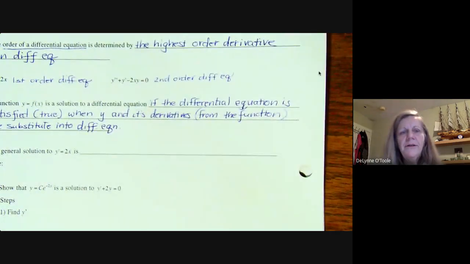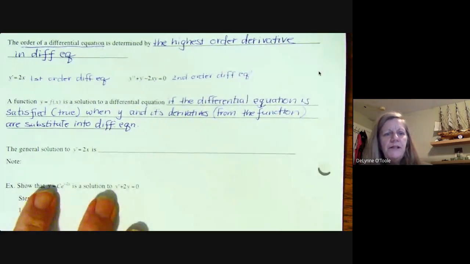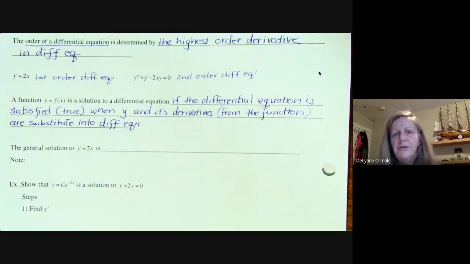So the tricky part is you're actually dealing with two different equations. You're dealing with a derivative equation, a differential equation, and some function. And you're trying to determine the relationship between the two. You'll see how we do that in a minute.